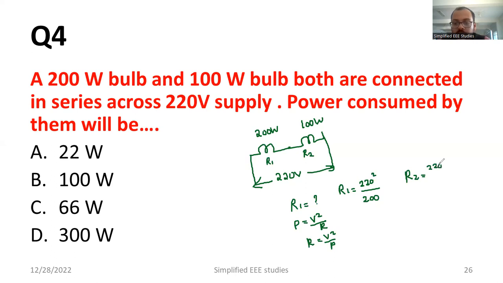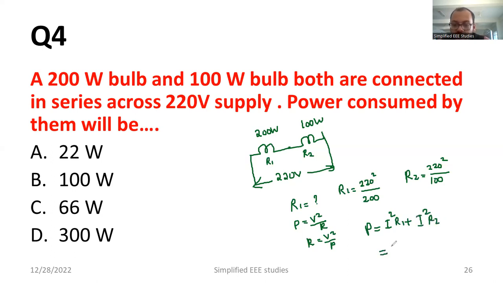V will be the same only. V square by P, V is equal to 100. Now, what I'm going to do is, we have the equations. How to calculate the power? So, power is equal to, same current, no, series circuit, I square into R1 plus I square into R2.